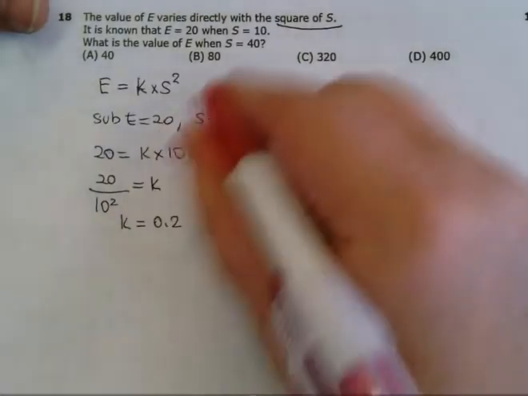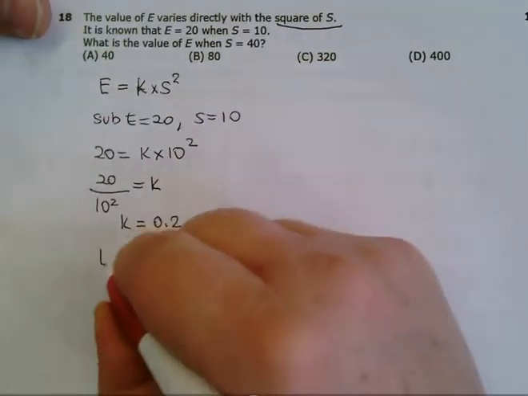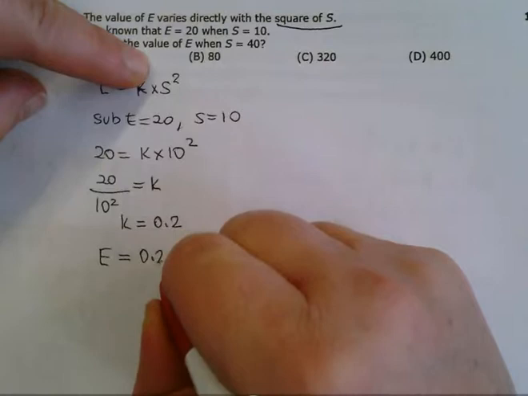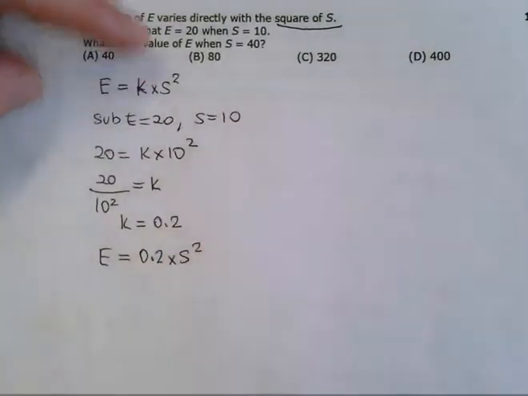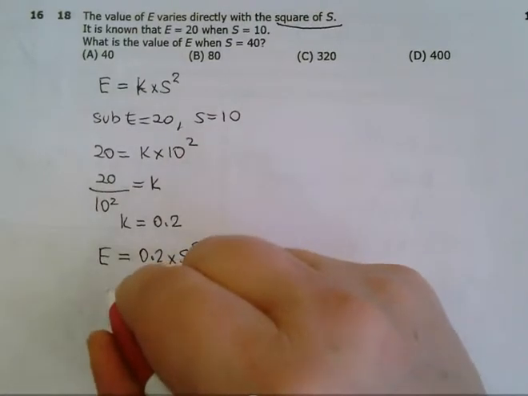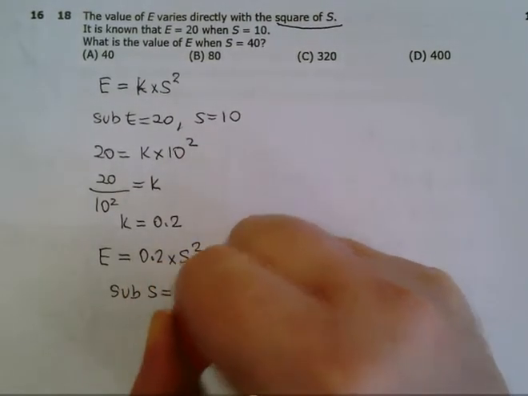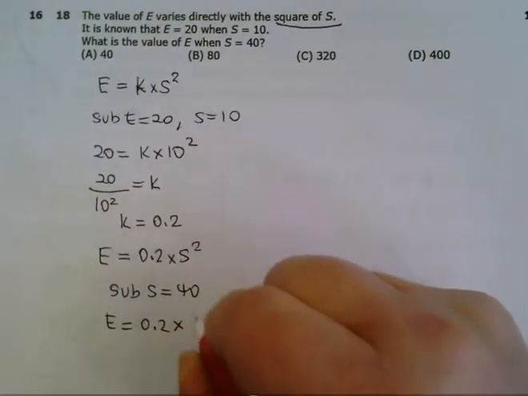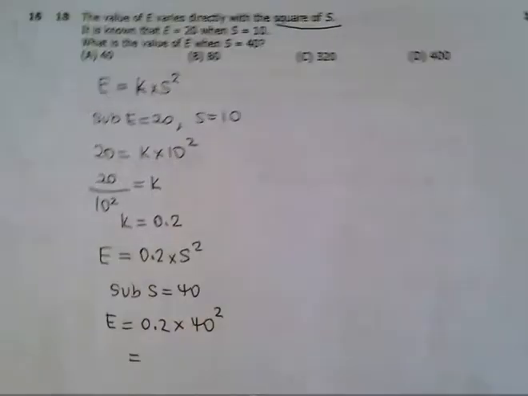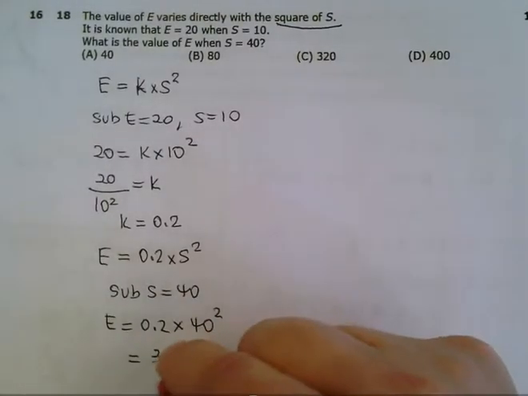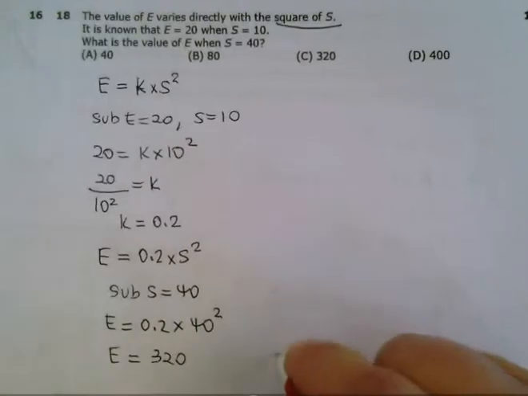So now, what is the value of E when S is 40? So my formula is E equals K, we know is 0.2, times S squared. That's our formula. So now, what is E when S is 40? We sub S is 40. E is 0.2 times 40 squared. 320. Is that what we get? Yep. 320, which is C.